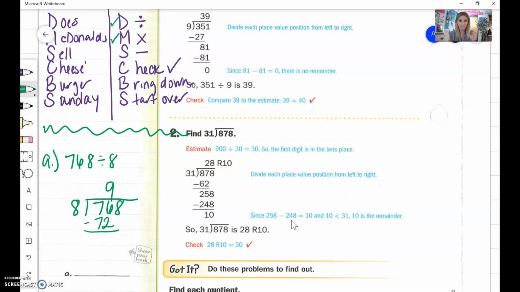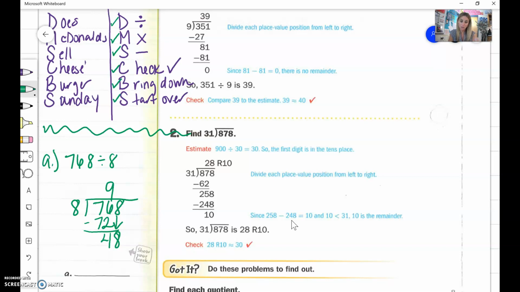And now, what's my next step? Divide, multiply, subtract. 76 minus 72 is 4. I'm going to check. Now here's where it's really important. I'm checking to see if this number, what I just subtracted, is less than my divisor. Is 4 less than my divisor? Yes. So more than likely I'm probably doing it correctly. So I've checked. Now I'm going to bring down. Now I have 48.